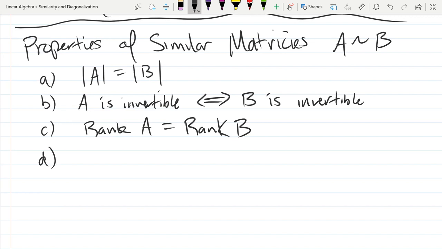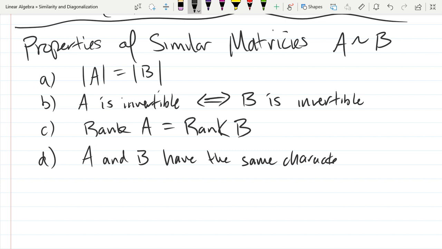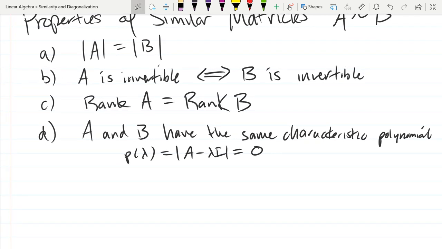So next property, A and B have the same characteristic polynomial. Remember, a characteristic polynomial is the polynomial you get when you do the determinant of A minus lambda I equals zero. That's the polynomial you get out of that. I think I use P of lambda for that, so that's our characteristic polynomial. What that means is you get the same thing from A minus lambda I or B minus lambda I. And of course, that means A and B have the same eigenvalues.